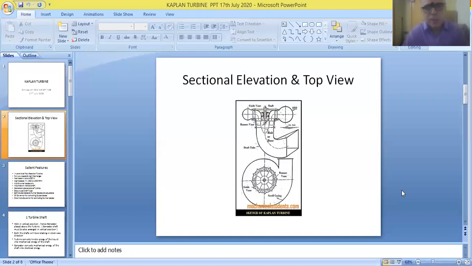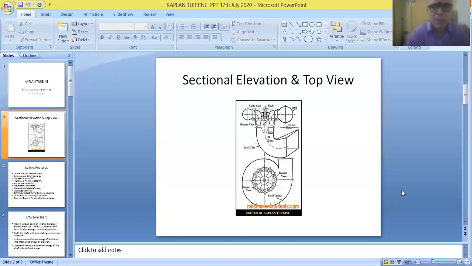So friends, as a whole, these guide blades are used for guiding water into the runner in proper direction, and at the same time, they are also used for controlling the quantity of water entering the turbine. So if a turbine requires more quantity of water, these guide blades will be coming to open position. If a turbine requires less quantity of water, these guide blades will be coming to closed position.